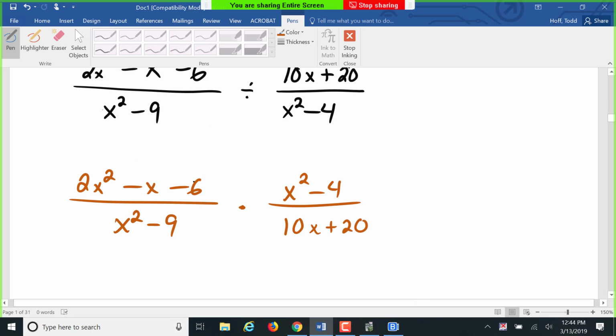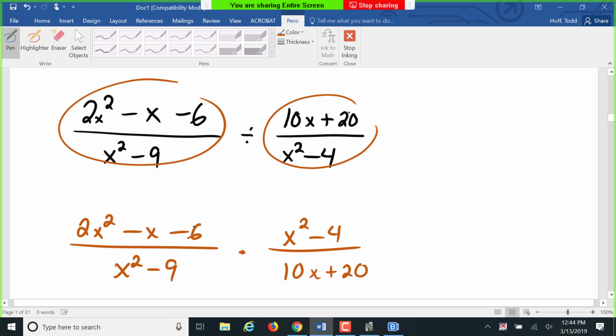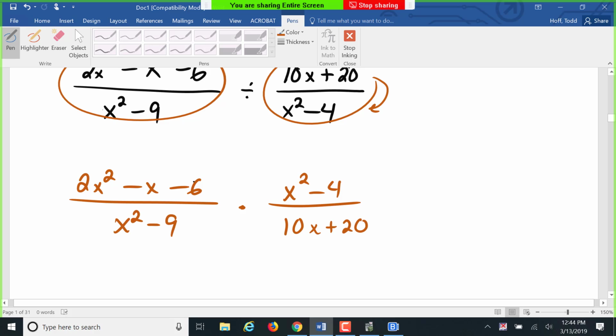So our first step, we have to change it into multiplying by the reciprocal. The first fraction doesn't change at all. The second one gets flipped over, so it's x squared minus 4 over 10x plus 20. We factor this first one. I'm just going to do it above here to make it a little easier. 2x squared minus x minus 6 factors into what?